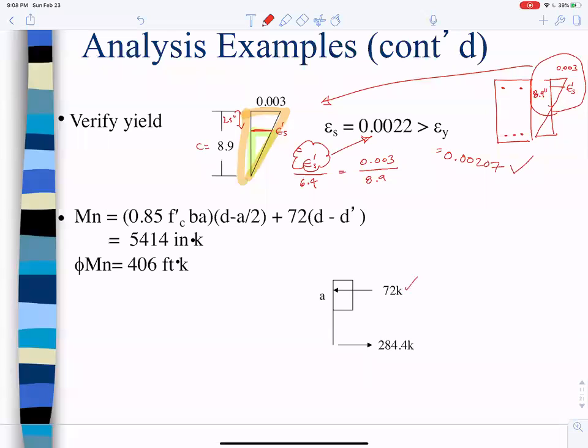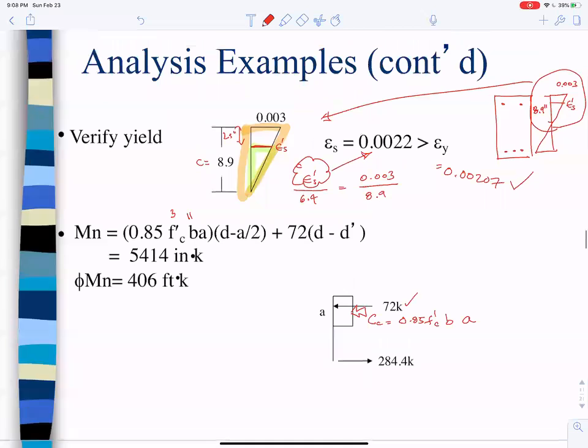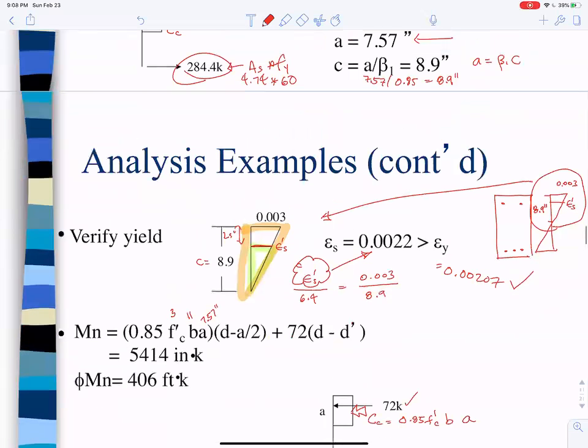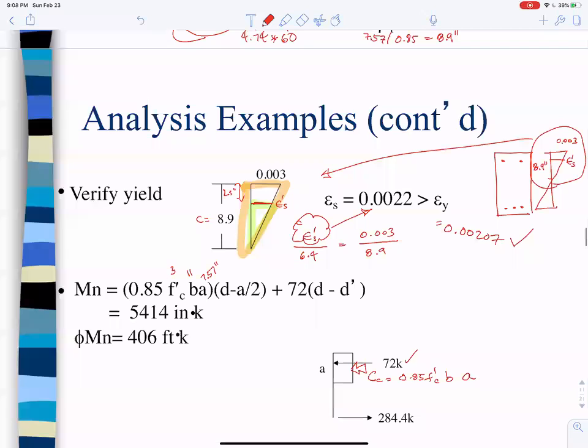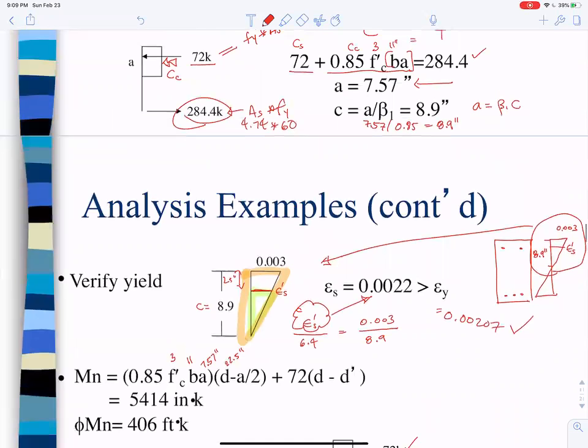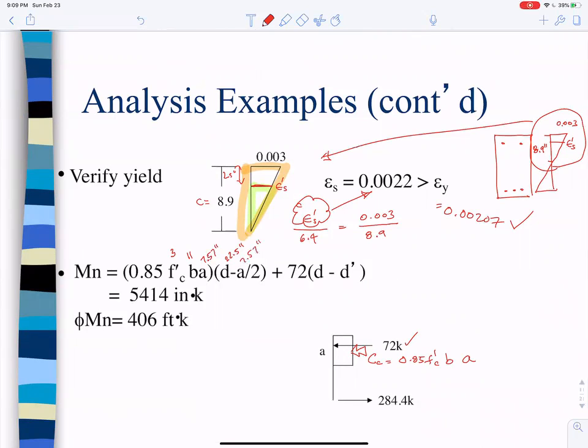So this is true. This compression force here, in the concrete is 0.85 F prime C B times A. Okay, so F prime C was 3, B was 11, A was 7.57, not C. D was 22.5. D prime was 2.5. And trust me, you plug all that in and you get 5414 inch kips, and for phi Mn you multiply 0.9 divided by 12, you get 406 foot kips.